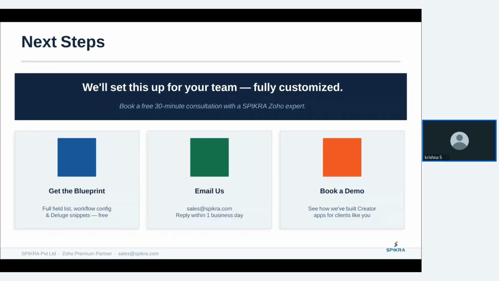Okay, what is the next step? You can directly get your blueprint, whatever you are doing. You can list down all the things. You can write the workflow configuration. Workflow is basically what the triggers are, and what the thing is that you want to automate. Then I'll provide all the Deluge snippets here, so you can directly copy and paste and create the same application in your Zoho Creator account.